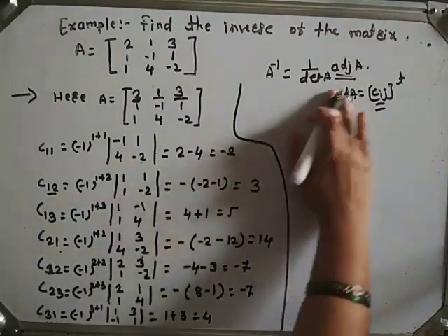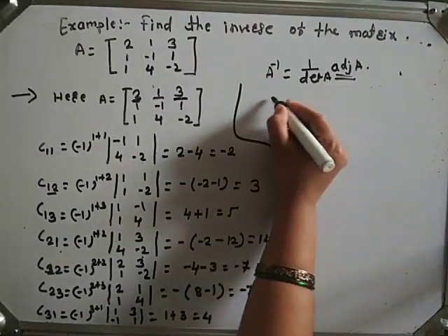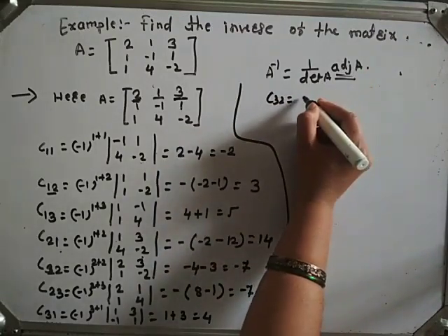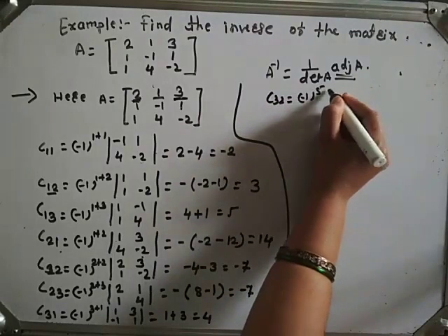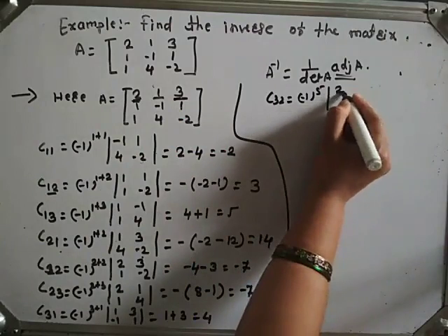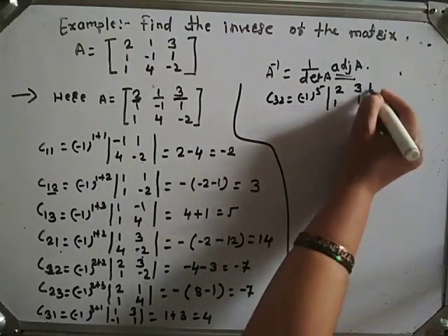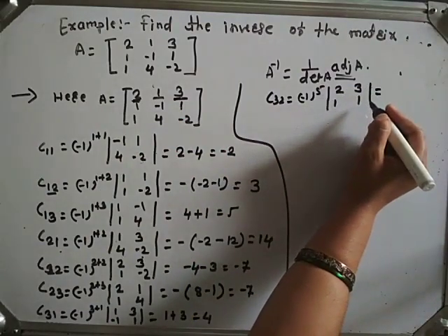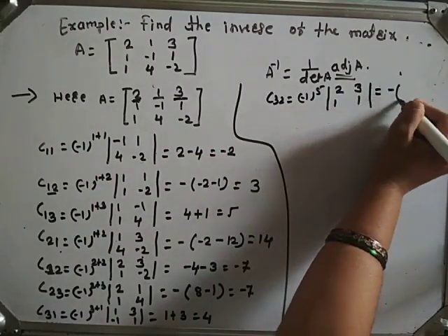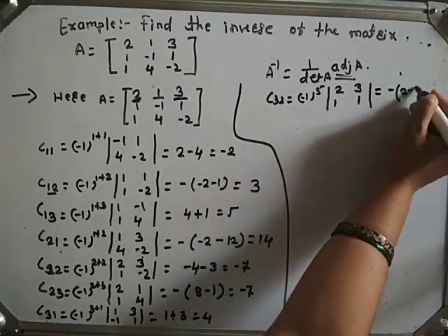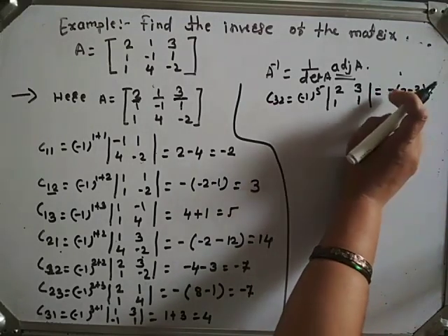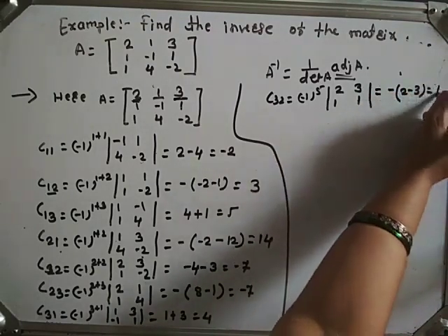Next is C32. C32 is minus 1 raised to 5 into determinant of, delete third row and second column, 2 3 1 1, okay, which is equals to, so C32 is equals to minus into 2 minus 3. 2 minus 3 is minus 1 into minus 1 is plus 1.